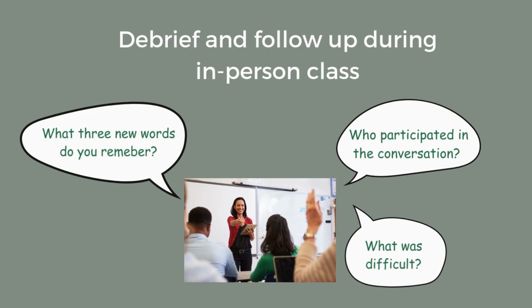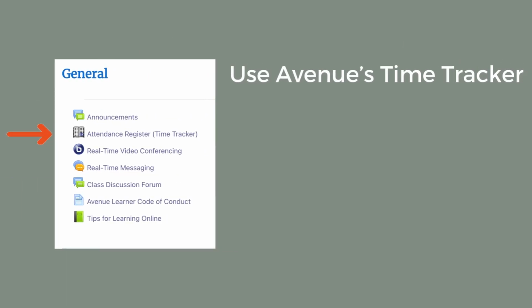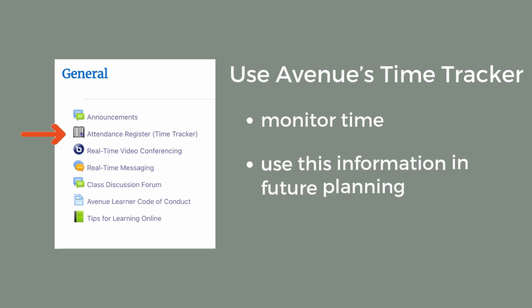And so on. You can also ask learners to take a photo of a slide with the completed activity or a photo of their score. Use Avenue's time tracker, which you can access from your course page, to monitor how much time each learner spends on any given activity. This can help you in your future lesson planning and making decisions about what material may need more practice.